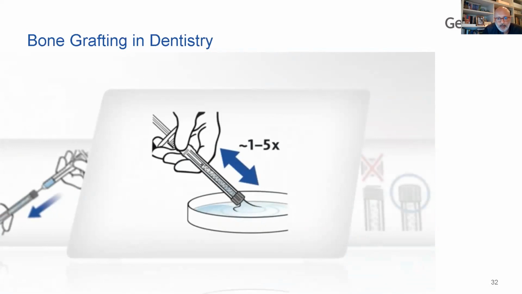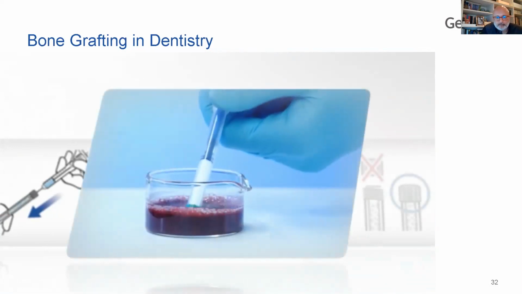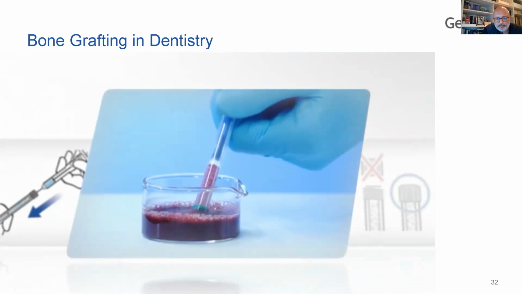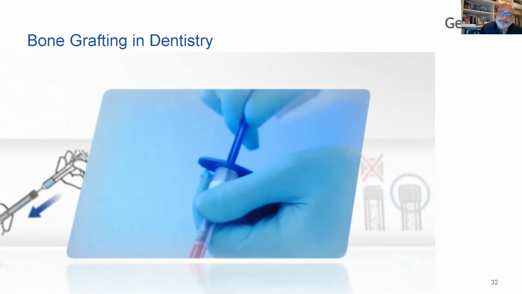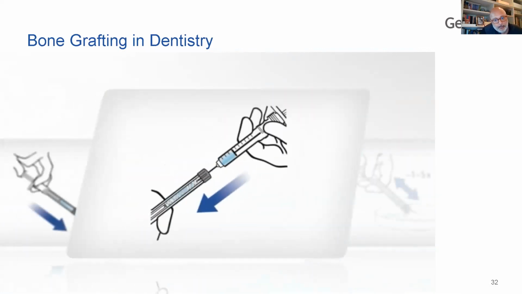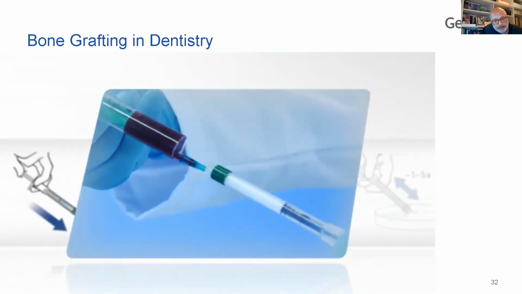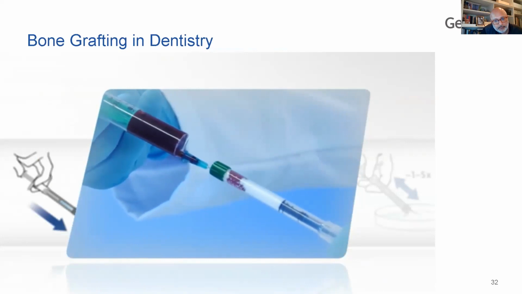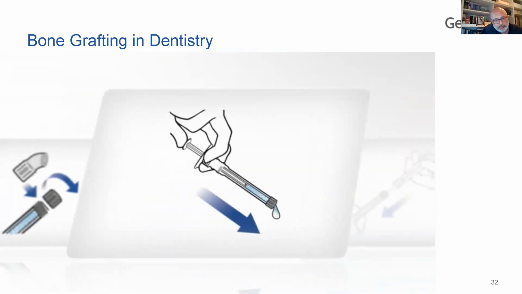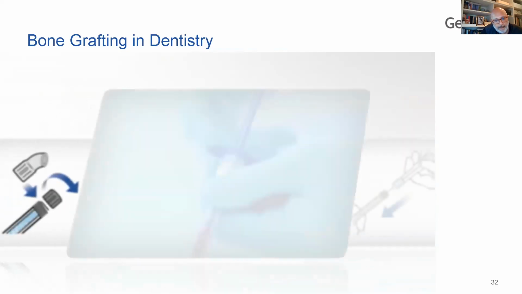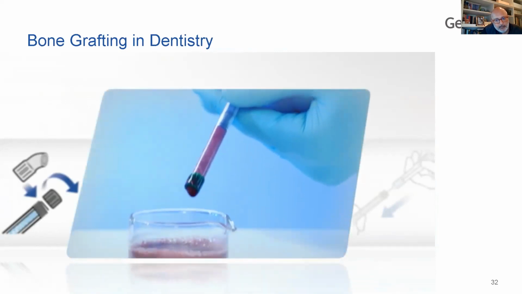Draw up either sterile physiological solution or patient blood. Patient blood is better here. Alternatively, use a separate syringe to moisten the Geistlich BioOs. Remove excess fluid by gently pressing the plunger.